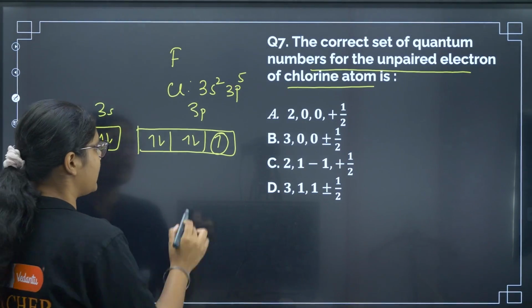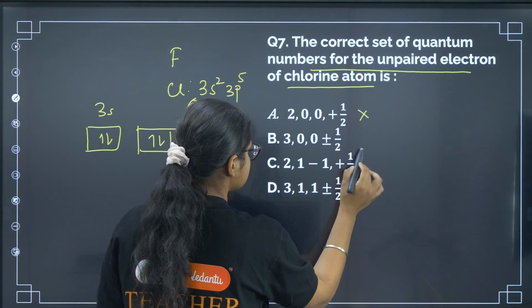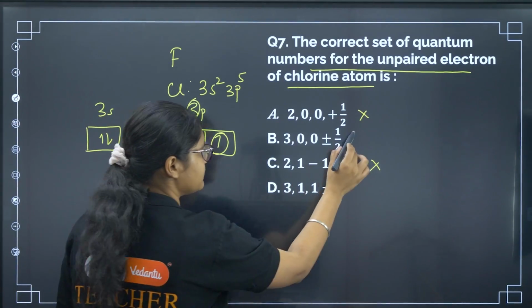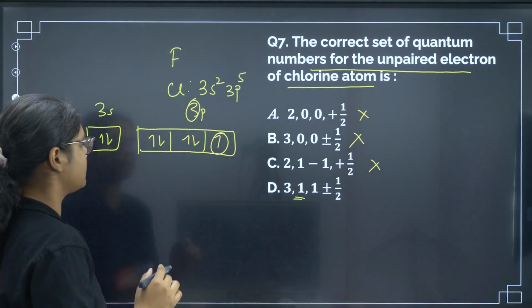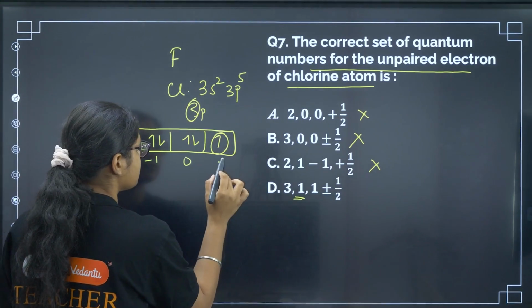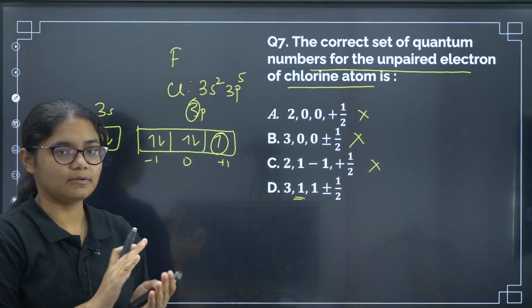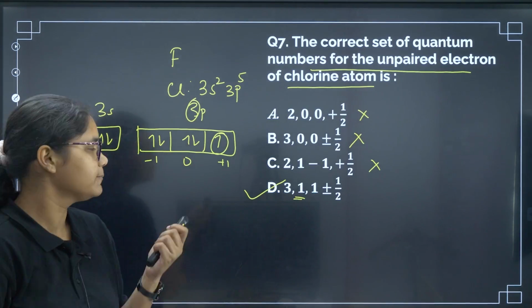So now we can see n value, we can easily see it is 3. So we can eliminate these options. Okay. Now L value is 1, that is p, right? So we can also eliminate this option. So correct answer will be option number D. But let us check the other quantum numbers also. Here it is -1, 0 and +1. So ml value is also +1, and the spin quantum number can be ±1 by 2. So the correct answer for this question is option number D.